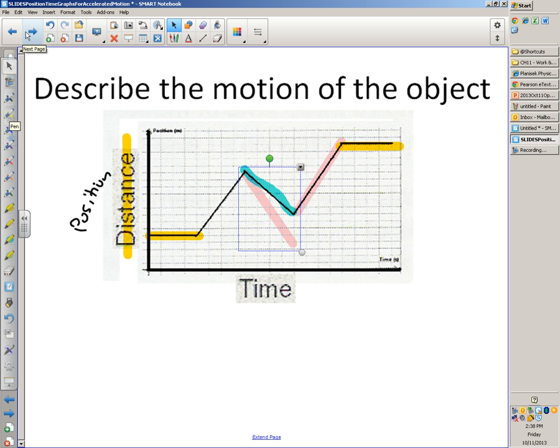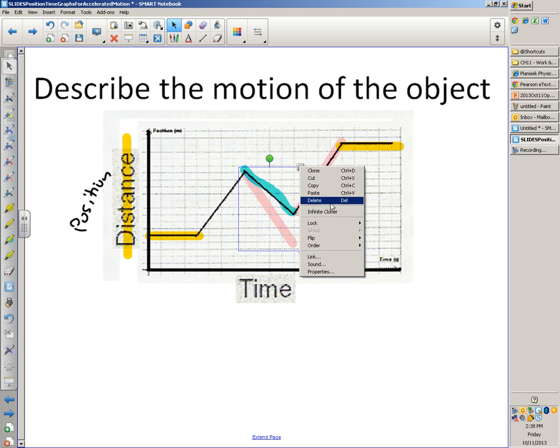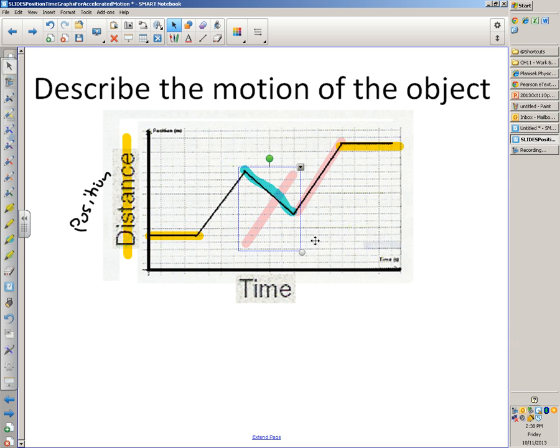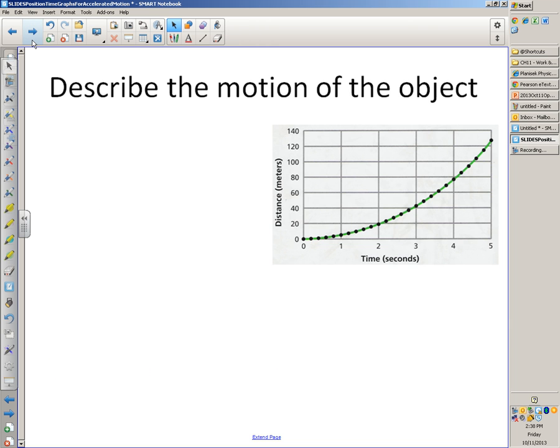Now, these graphs were the kind of graphs we would have talked about in the last chapter, the last unit. Because in the last unit, all of our velocities were constant velocities. So all of our position time graphs were straight lines, because constant speed. But now we would encounter something like this.